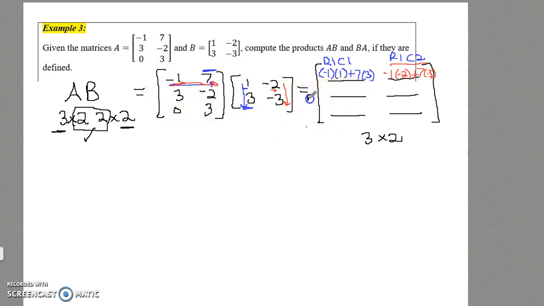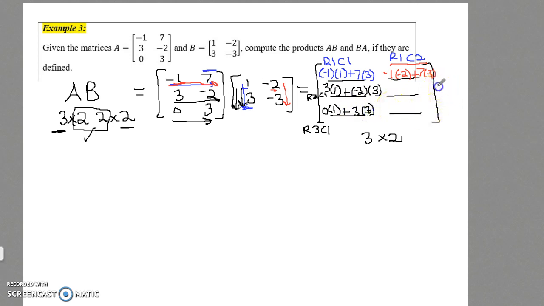Now to this entry, which is row 2, column 1. So I would go across row 2 and down column 1 again. So I would start with 3 times 1 plus negative 2 times 3. Okay. Let me continue down here. So row 3, column 1. So now I'm going to go across row 3 and down column 1 again. So 0 times 1 plus 3 times 3.